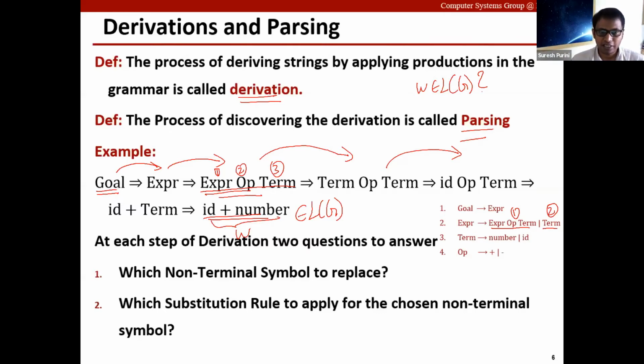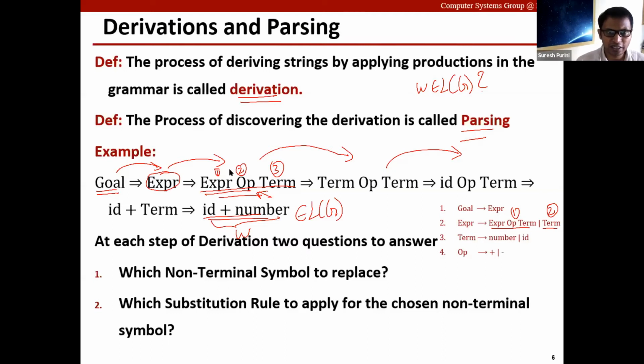The second question is, once we choose the non-terminal symbol, which substitution rule to apply to expand or go further in the process of derivation. For example, here again, we are trying to expand EXPR, but there are two possible substitution rules for EXPR and we have chosen the first. Whereas here, when we are trying to expand EXPR, we have also chosen the first substitution rule to expand.